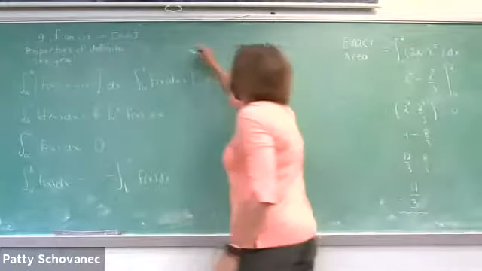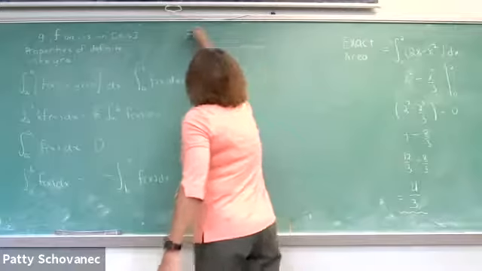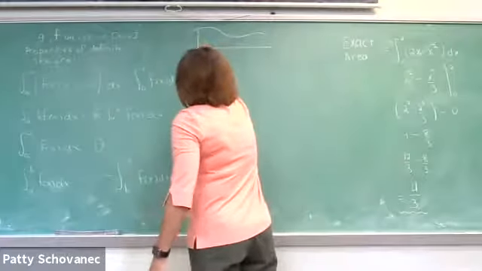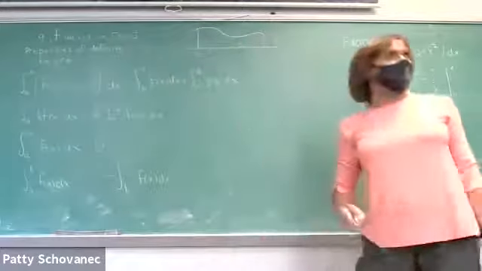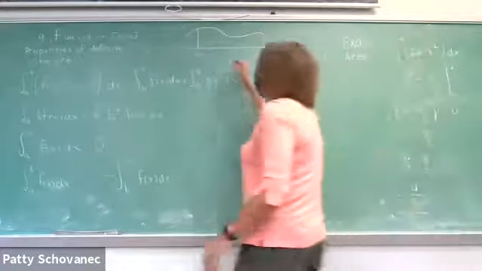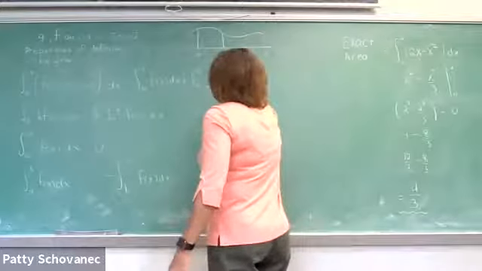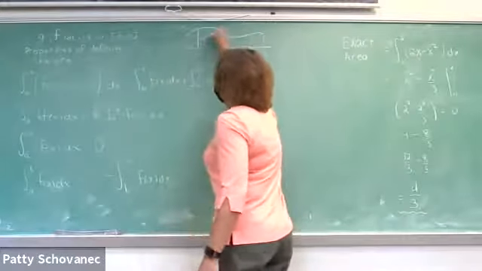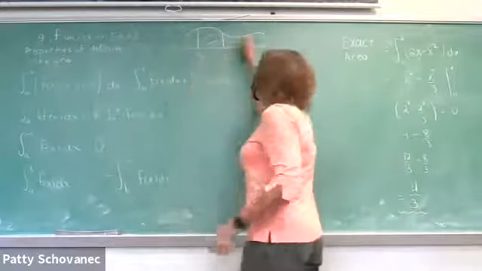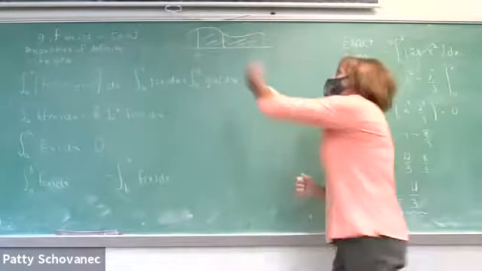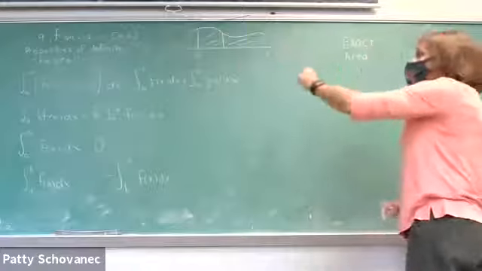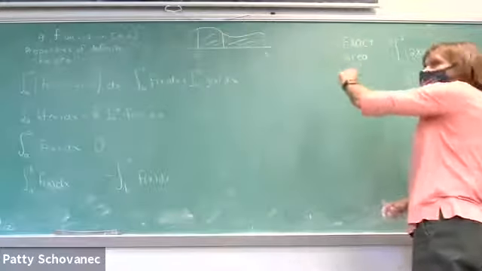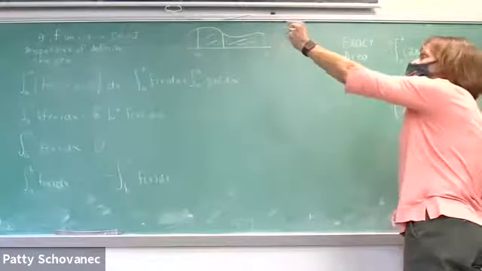Then the last one says this. If I've got a continuous function on the interval from A to B, and I'm going to compute that as a definite integral, I can, if I want, stop anywhere in between, take that area, add it to that area, and I get the same area. The integral from A to C added to the integral from C to B is equal to the integral from A to B.